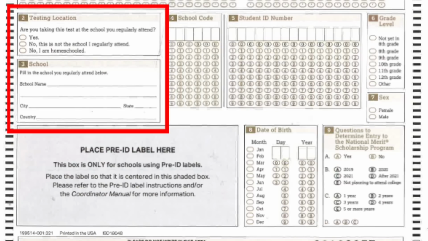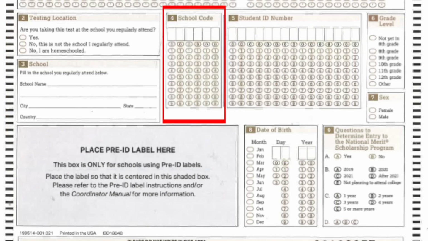In Field 2, fill in the bubble that says Yes and enter the name and address of our school in Field 3. In Field 4, enter the school code, which is 051088.